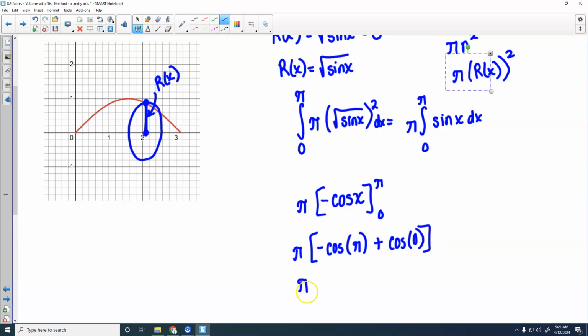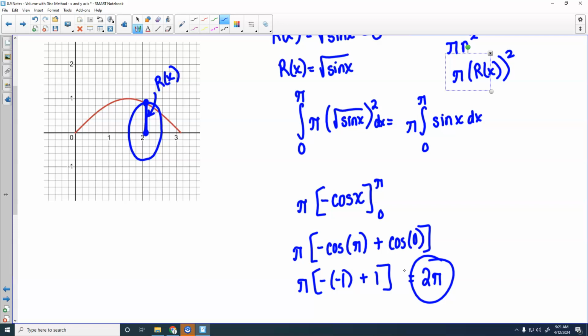And so what is cosine of pi? -1. So that's going to give us a +1 when we have that -1. And what's cosine of 0? 1. And so what are we going to get for our answer? 2 pi will be our answer. So the volume of that piece would be 2 pi units cubed, whatever your units are.